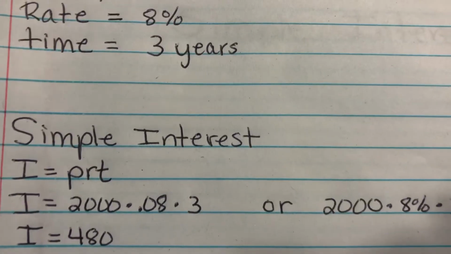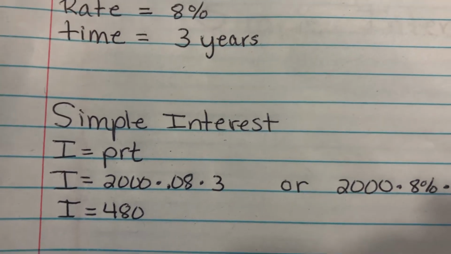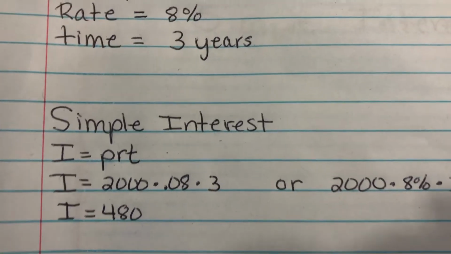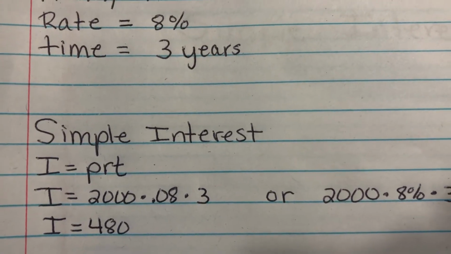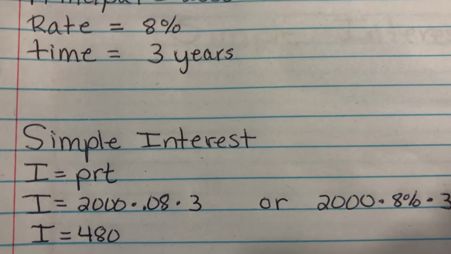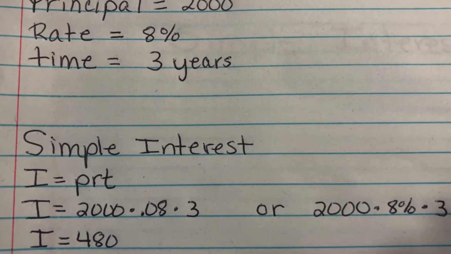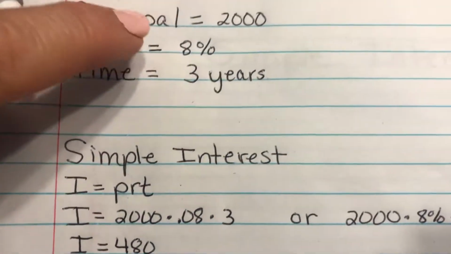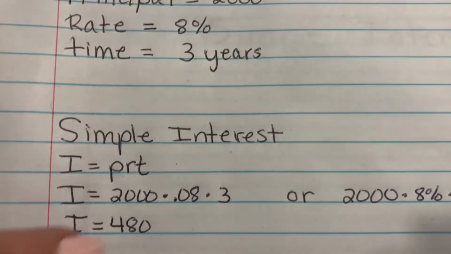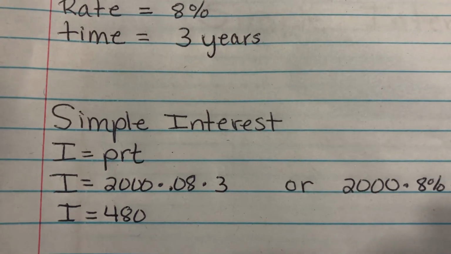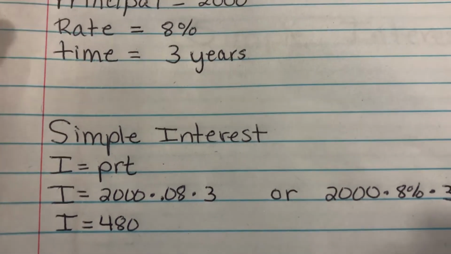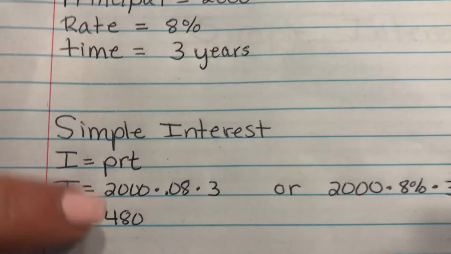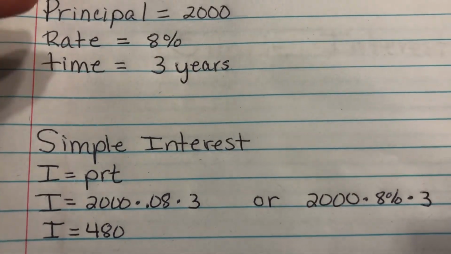Okay, again, that means that that's the amount of interest that was earned, or the amount of interest that was accrued on the loan. So that's not your new total, that is just the interest. So if you want to know the new total, you'll have to add the original amount of $2,000 plus the interest. So be careful and make sure that you know what the question is actually asking, if it's asking for just the interest or if it's asking for the new total.